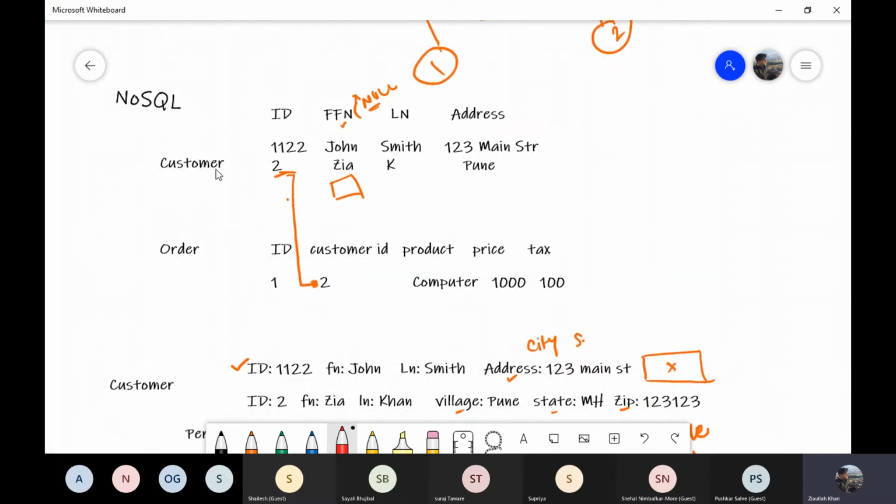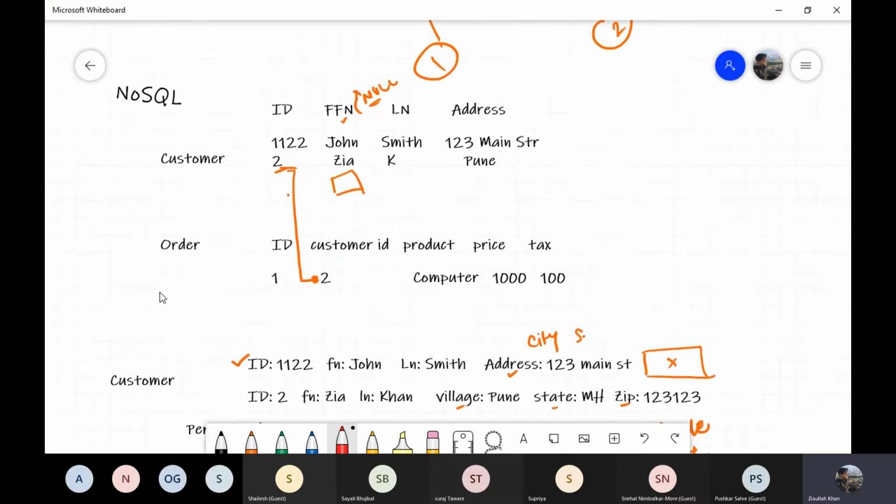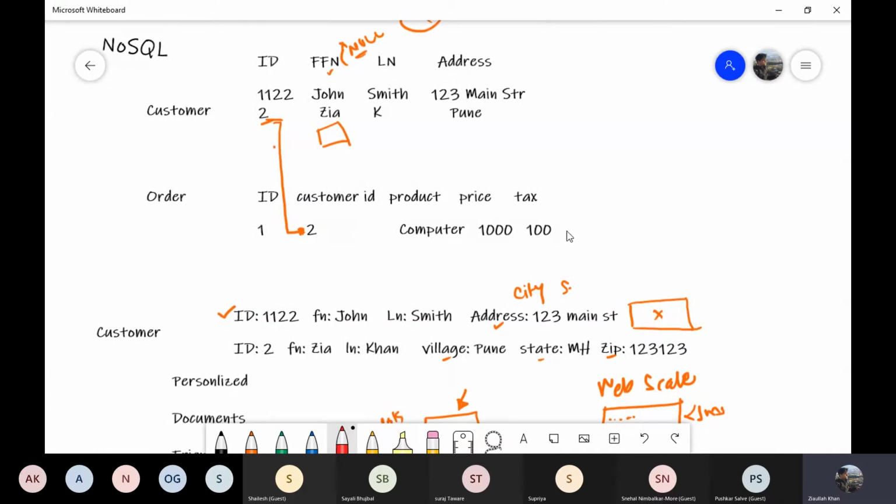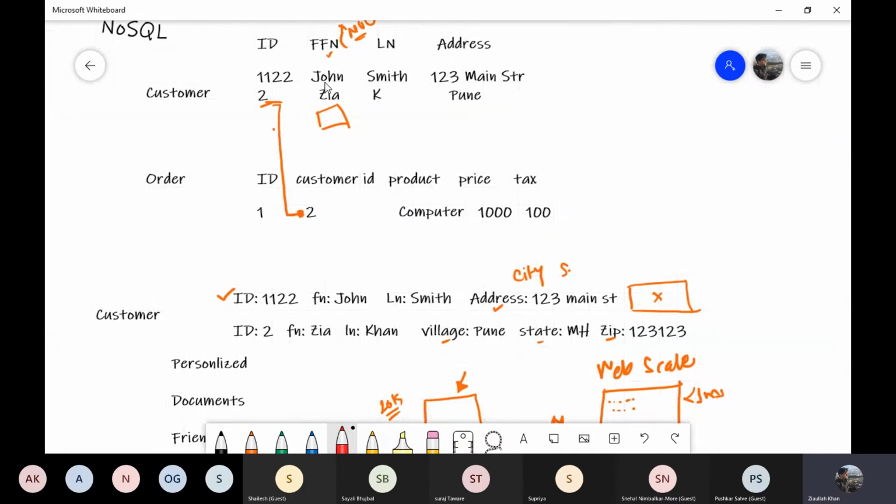And this is an example of that: you have a customer and you have an order. When a customer places an order, you are going to store the customer ID inside the order table, and that is going to establish that relationship. So if I want to find out which products I bought, I'm going to go to the order table and query it for the customer ID that I have.